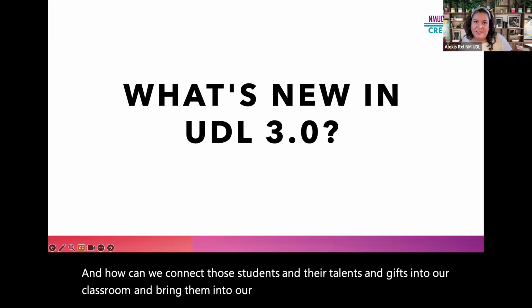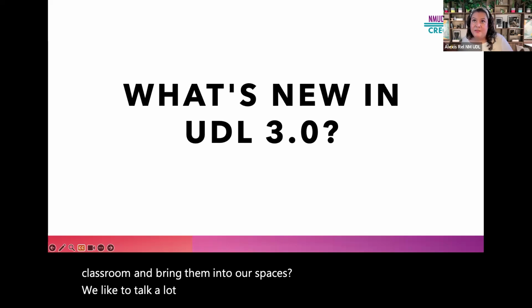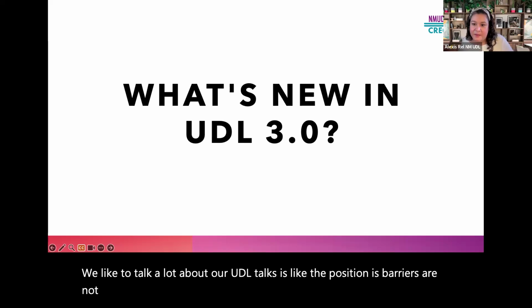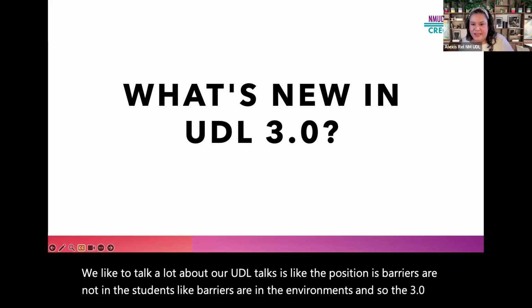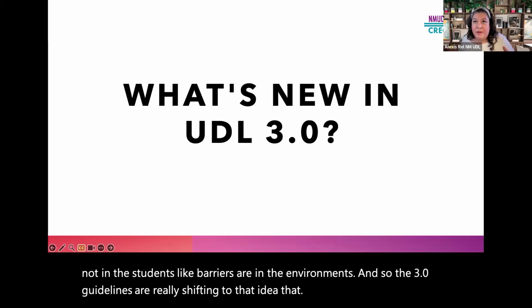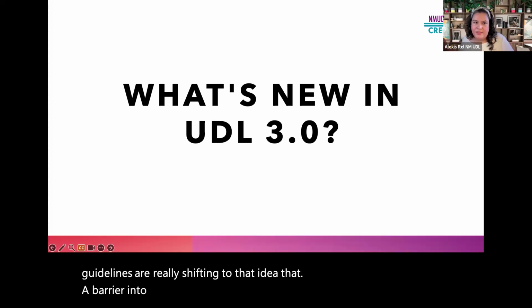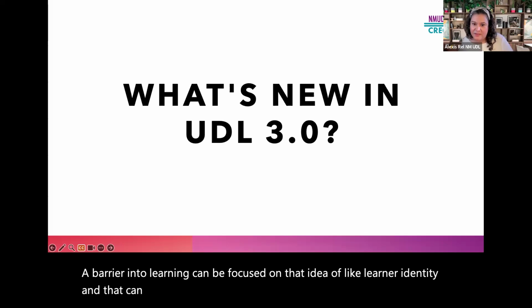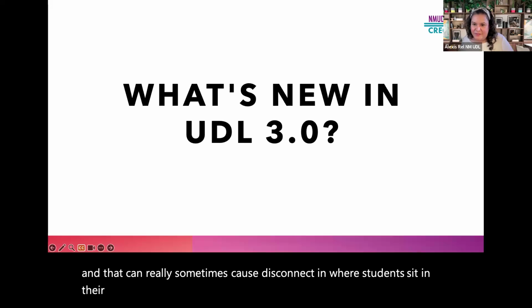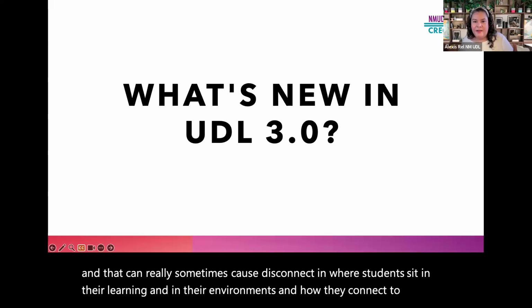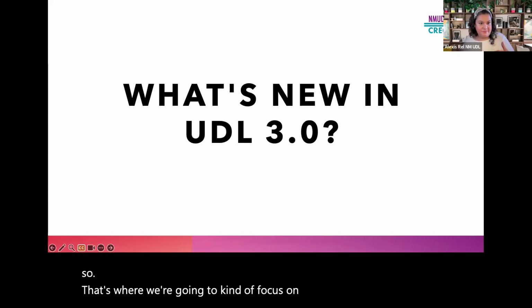We like to talk a lot about our UDL talks is like the position is barriers are not in the students, barriers are in the environments. And so the 3.0 guidelines are really shifting to that idea that a barrier to learning can be focused on that idea of learner identity, and that can really sometimes cause disconnect in where students sit in their learning and in their environments and how they connect to that. And so that's where we're going to kind of focus on these new shifts.